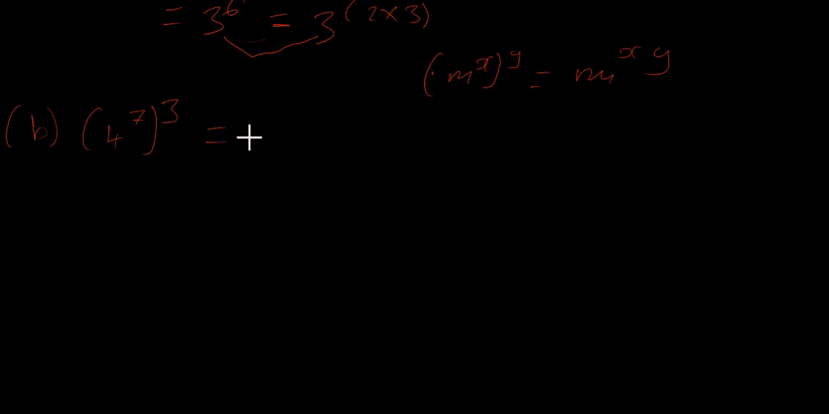So we are saying this is going to be 4 to the power 7 multiplied by 3. Okay, so this is going to be what? 3 times 7, this is what? 21 as our answer.